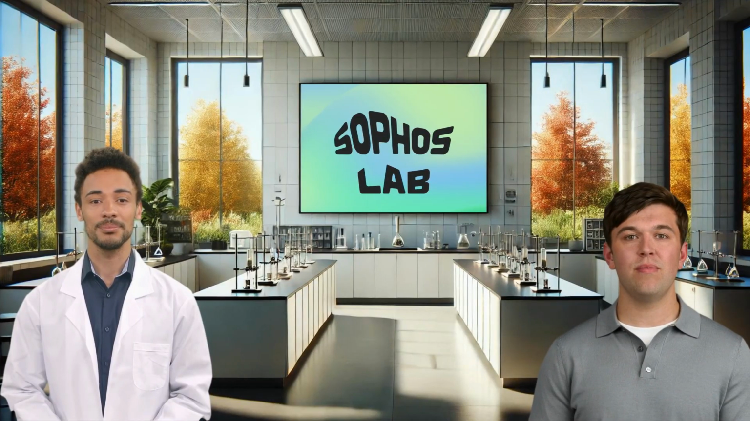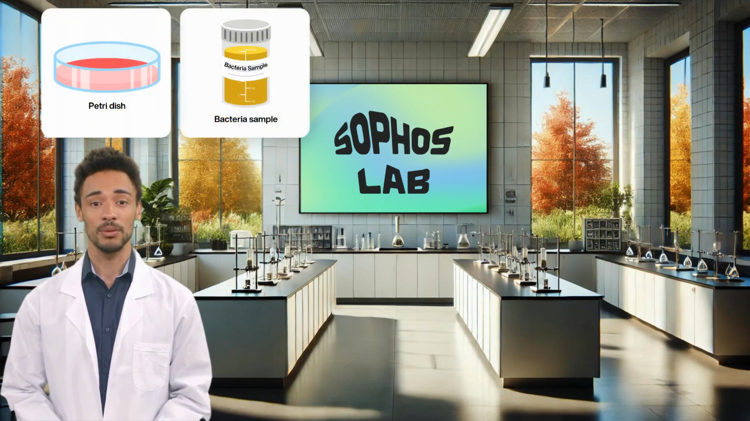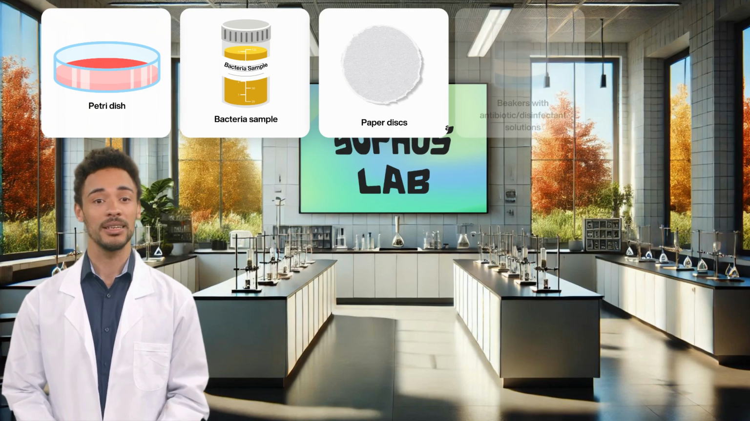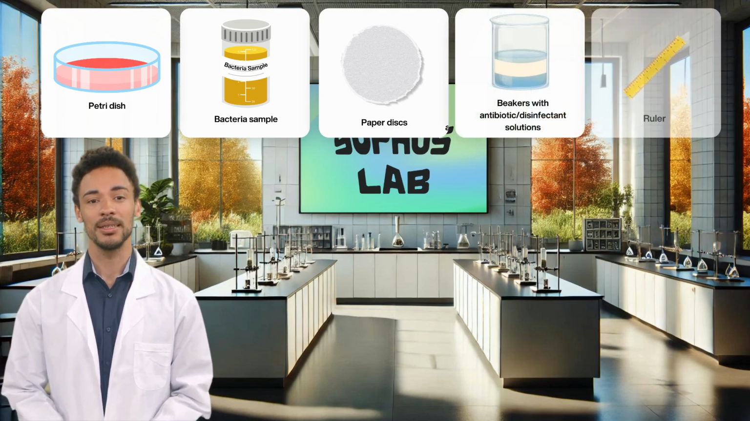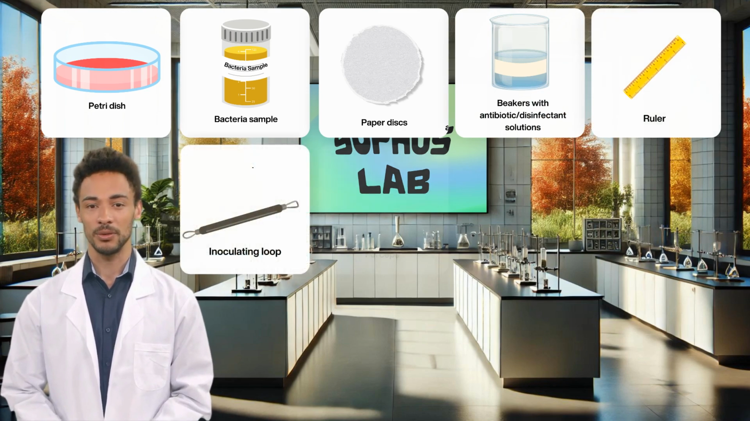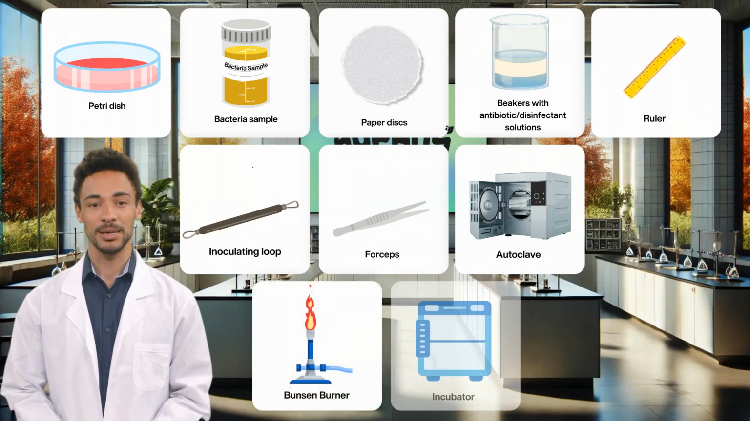On to the practical. Let's start by gathering our materials. Sam, what will we need? So for this practical, we need a Petri dish, a bacteria sample, paper discs, beakers containing antibiotic or disinfectant solutions, a ruler, an inoculation loop, forceps, an autoclave or a Bunsen burner, and an incubator. Make sure your lab area is tidy and all your materials are within easy reach.